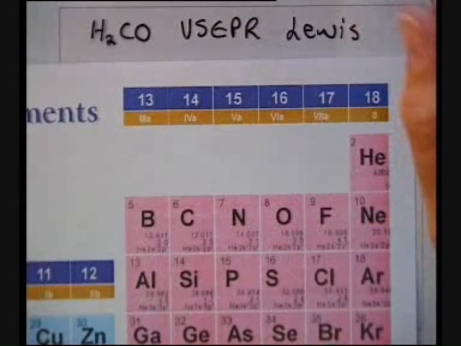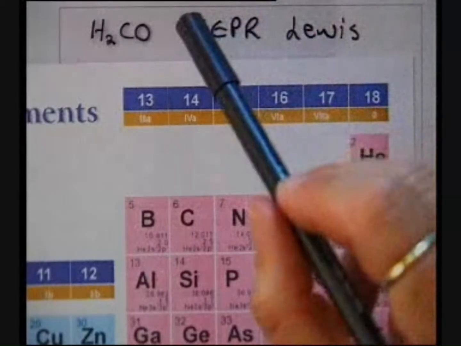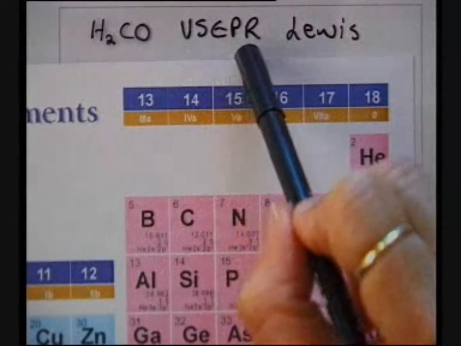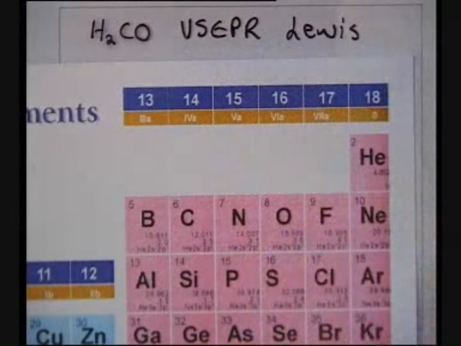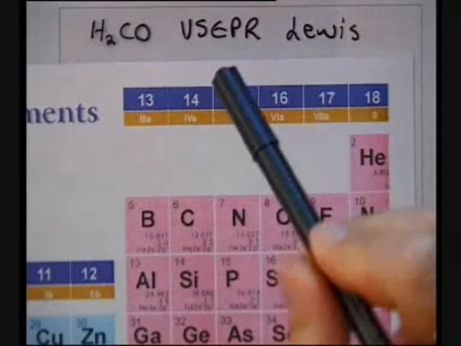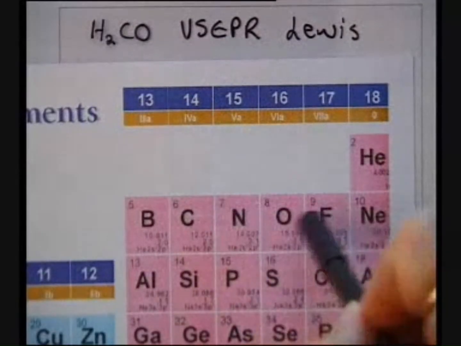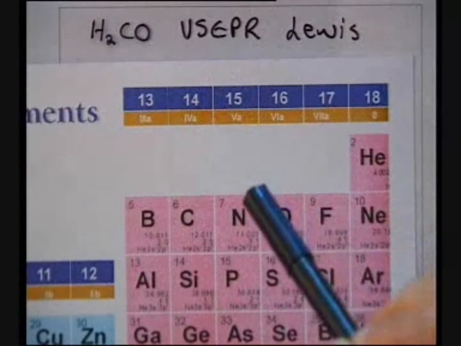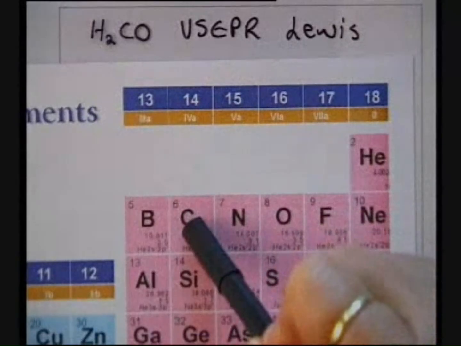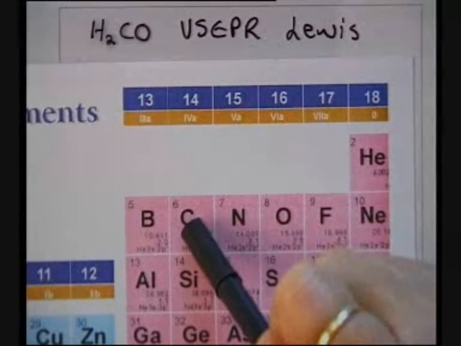The prediction of the molecular geometry of formaldehyde using the VSEPR theory, valence shell electron pair repulsion theory, and we draw the Lewis structure first. The carbon is the central atom. Carbon is found in the 4th group and second period of the periodic table. Carbon has 4 valence electrons that can be used in covalent bond formation.